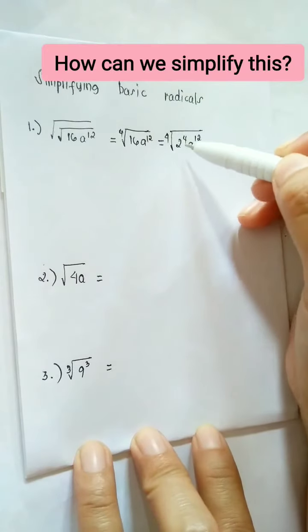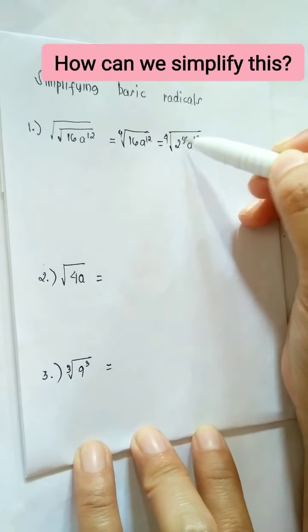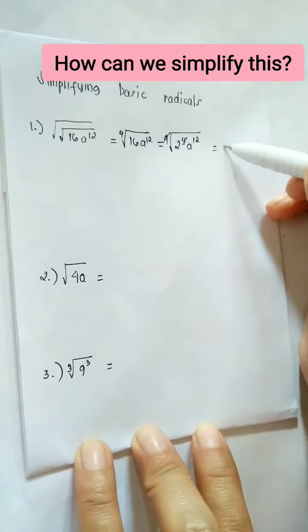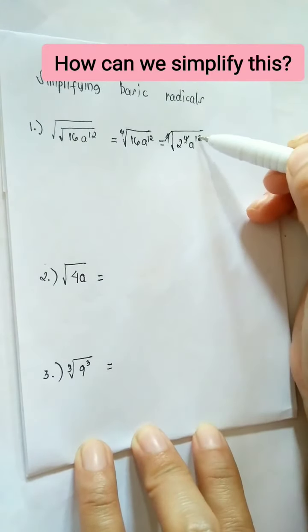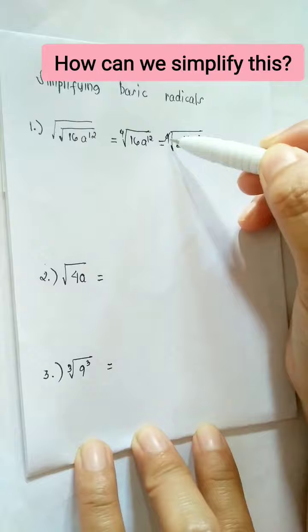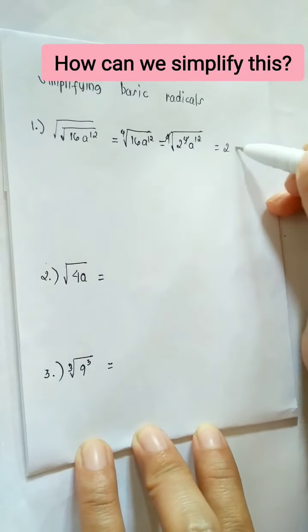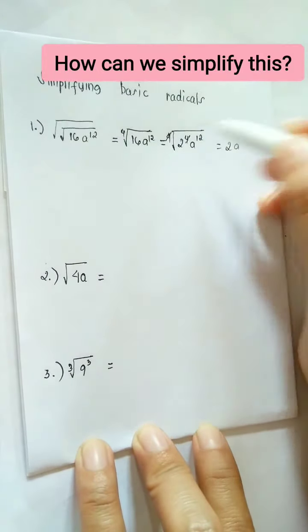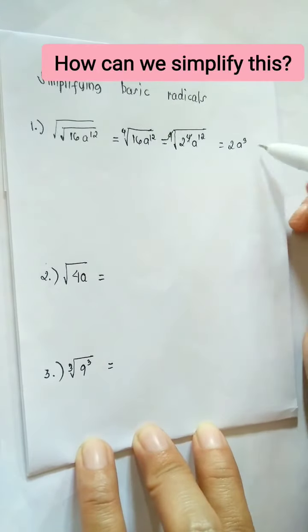Now, the fourth root of 2 raised to 4, we can cancel this out. So we only have 2. Then how about the fourth root of a raised to 12? Now we have to think, how many 4 goes into 12? So that is 3. Or simply 12 divided by 4, that is 3. So this will be the answer.